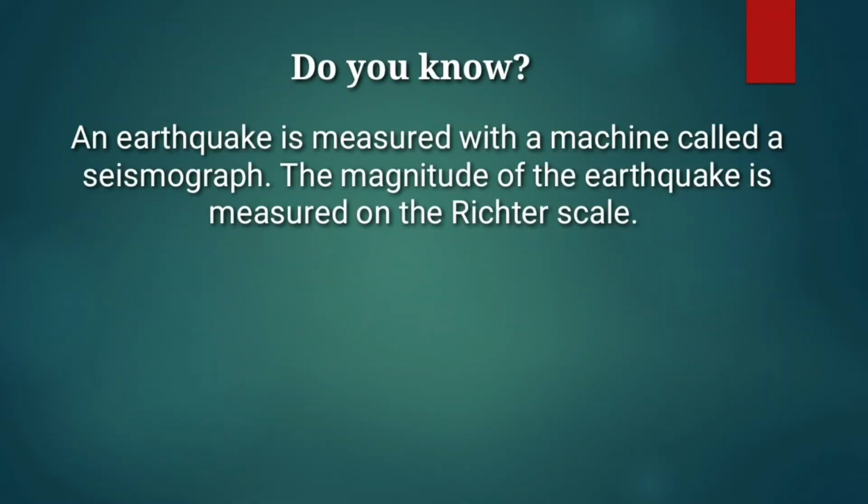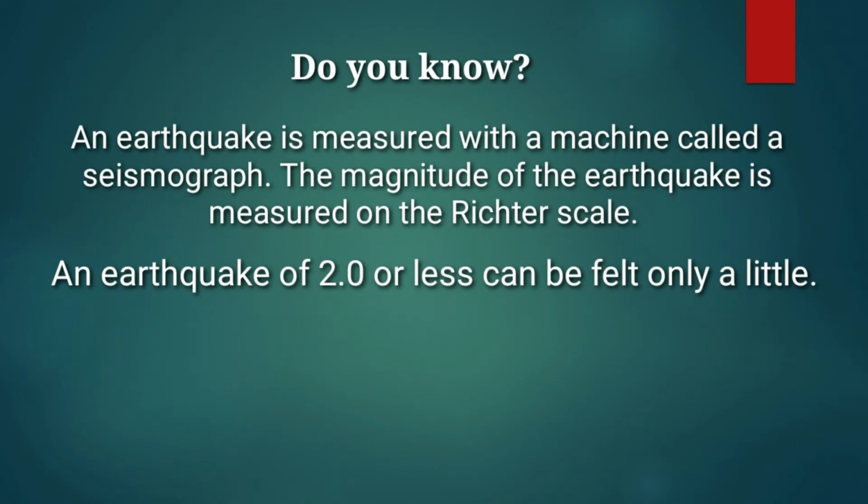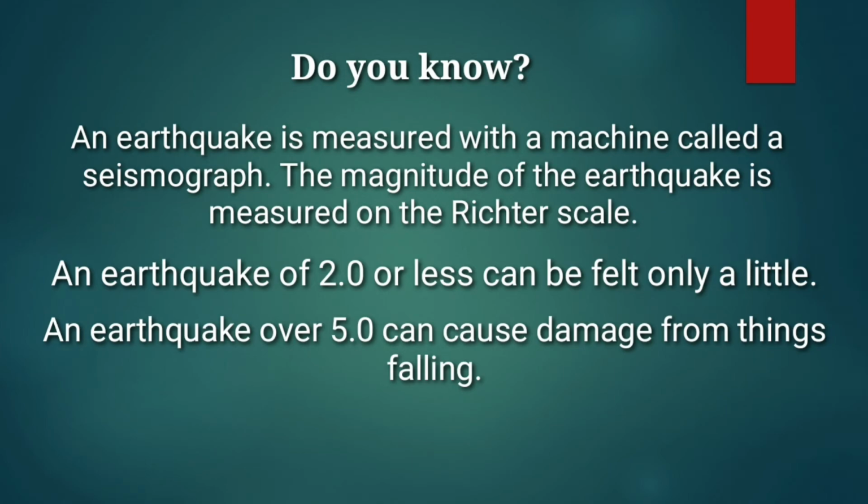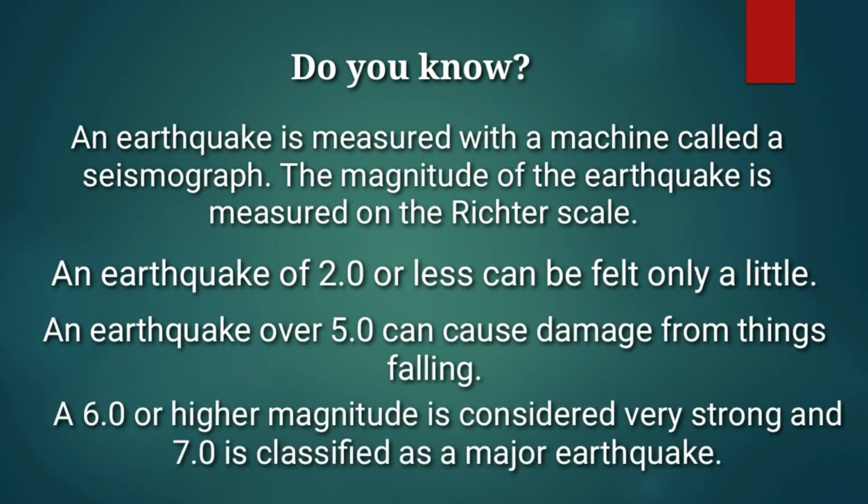Do you know, an earthquake is measured with a machine called a seismograph. The magnitude of the earthquake is measured on the Richter scale. An earthquake of 2.0 or less can be felt only a little. An earthquake over 5.0 can cause damage from things falling. A 6.0 or higher magnitude is considered very strong, and 7.0 is classified as a major earthquake.